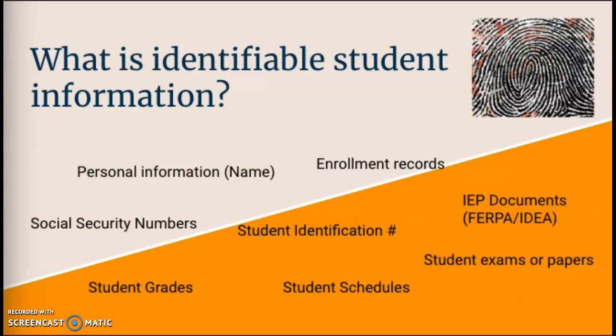What is identifiable student information? It can be a name, it can be enrollment records, social security numbers, student ID numbers, student grades, student schedules, IEP documents, which are also covered under IDEA. But you need to be mindful at the same time that FERPA also covers IEP documents. So regular ed teachers who maybe get an IEP at a glance with accommodations on them, you need to make sure you're keeping those very confidential. And then student exams or papers.